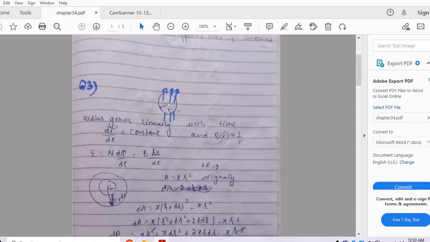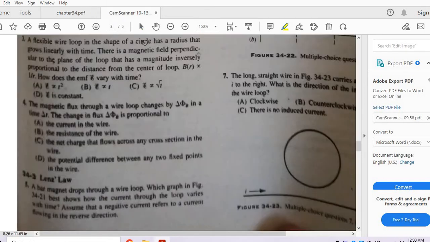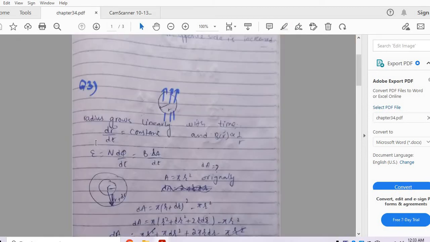This is the circular loop of radius r and the magnetic field is increasing linearly with time. In the question it's given that the radius grows linearly with time. So it means dr by dt is a constant quantity. Secondly, it's also given in the question that the magnetic field is directly proportional to 1 by r, so it can be written as B of r is equal to k by r.